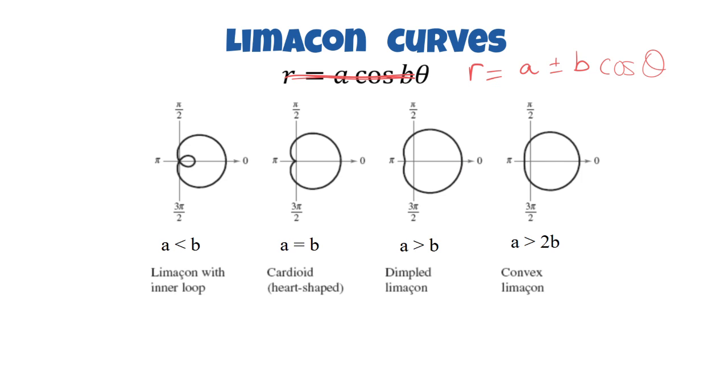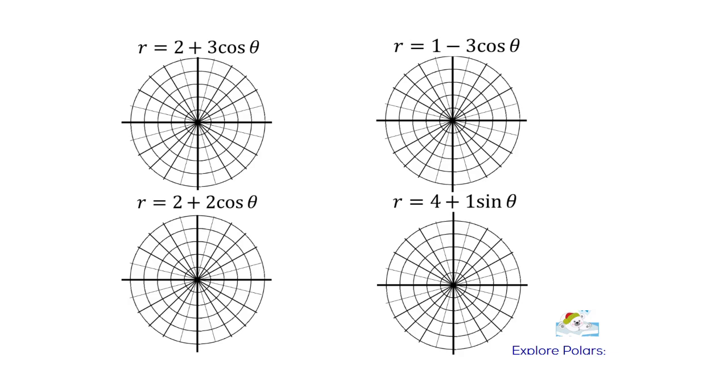And then as A gets really big, like twice of what B is, you even lose the dimple and it just becomes convex, which means it doesn't dent in at all. It sort of has this flat look to it. So this is the progression of what's going to happen, and you need to know that progression. All right, so here's the end. We're going to practice graphing all of these.